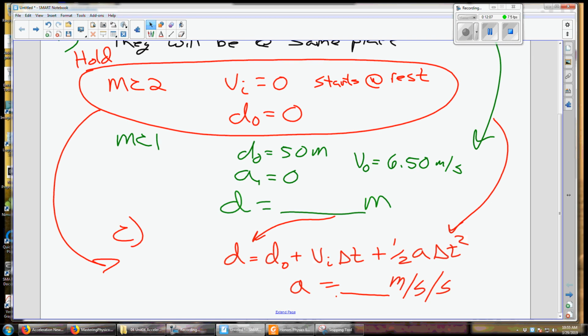Okay. Motorcycle 2. Everything for part C I'm going to take from motorcycle 2. Yeah, I'm trying to use color to help with that.